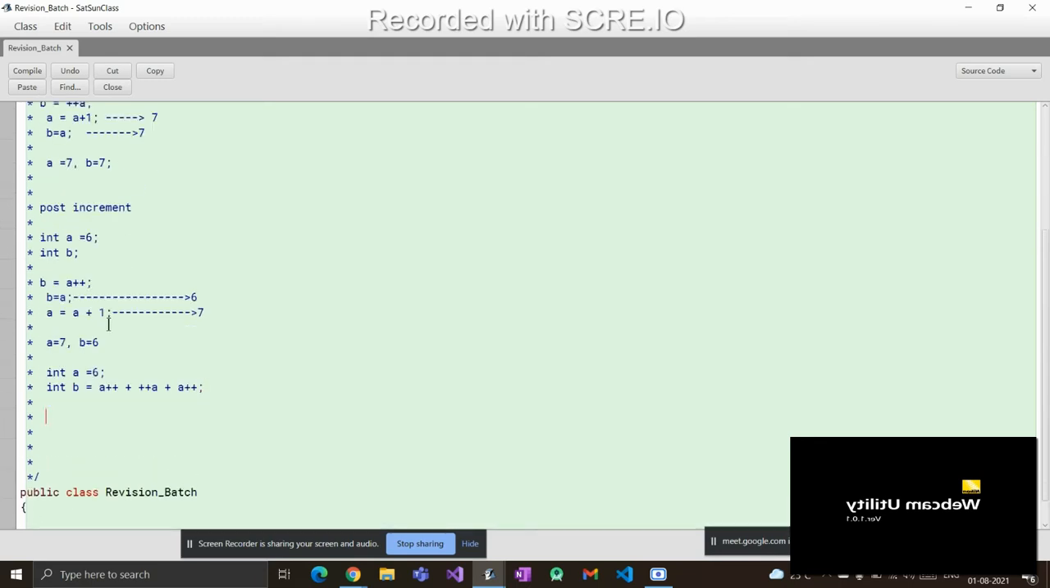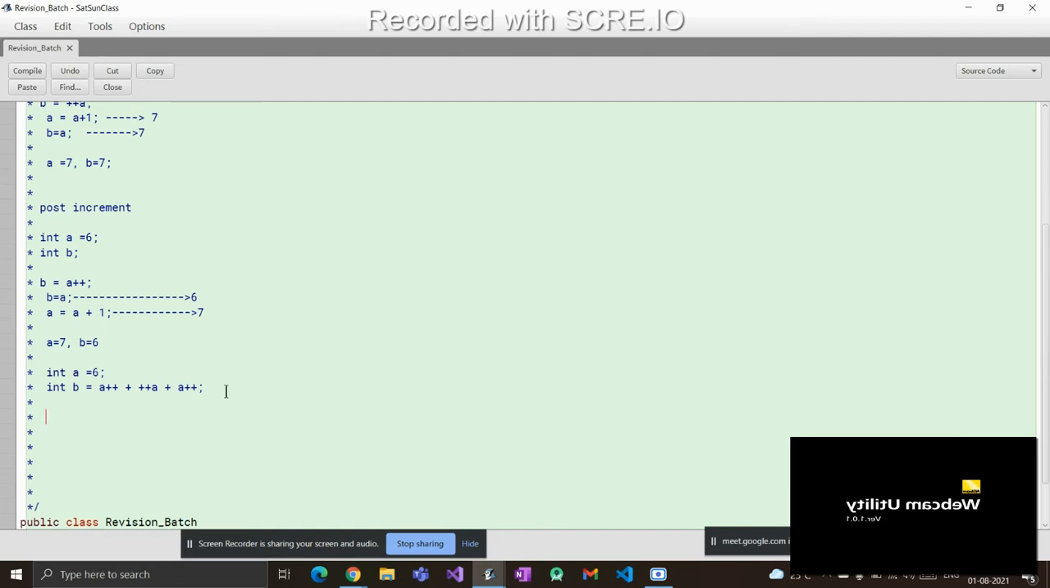Now how do we solve these kinds of questions where I have two variables involved? They give me many pluses and a's on one variable, and at last I have to give that answer in B. So how do you solve this? You have to pay attention to how many post-increments and how many pre-increments I have on my right-hand side, and you have to solve going from left to right. Left to right means you have to solve going from here. Okay?